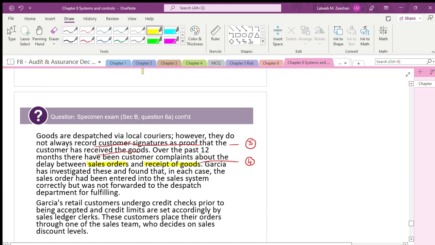Gracia has investigated this and found that in each case the sales order has been entered into the system correctly but not forwarded to the dispatch department. They are not forwarding to the dispatch department. This is point number 5. There is no integration between the sales department and the dispatch department.